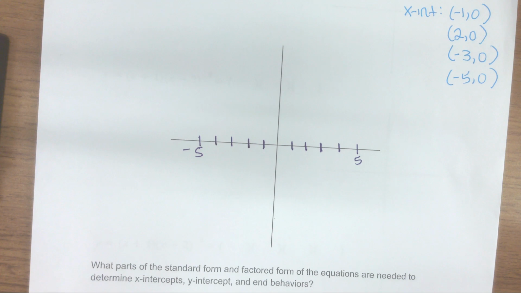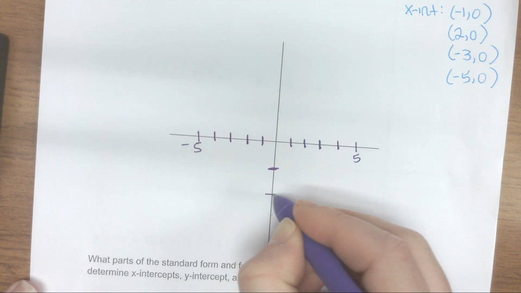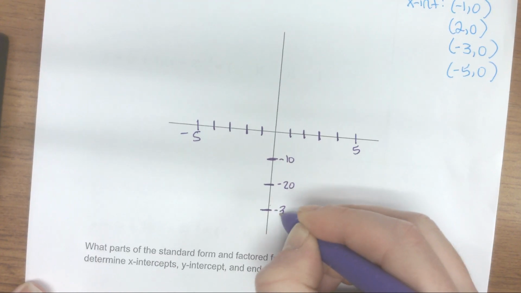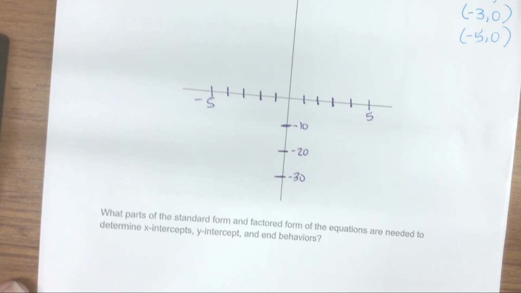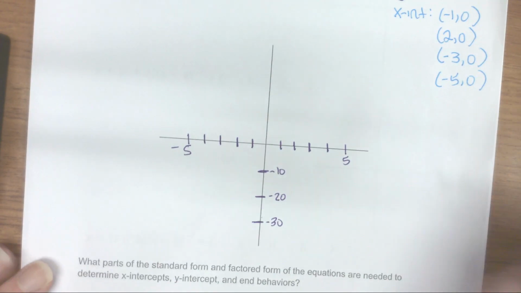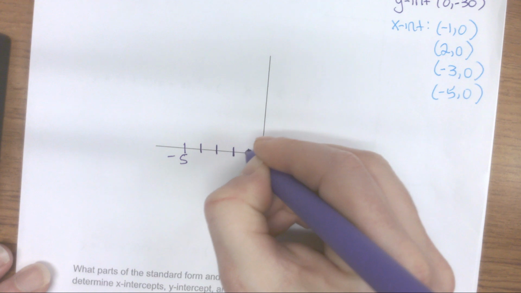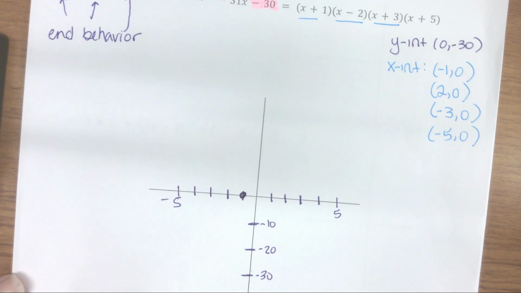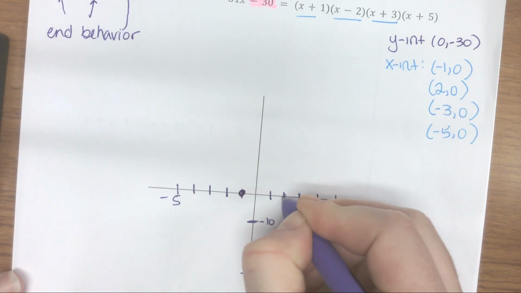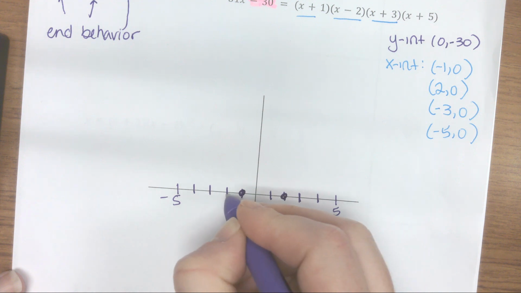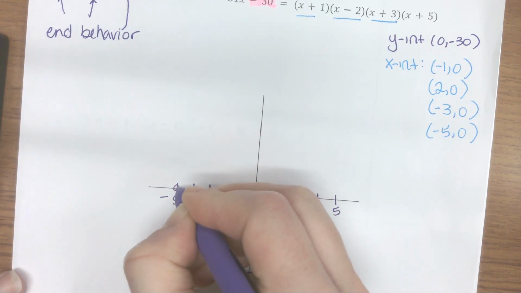So I'm going to just go, now here's the deal, it's a sketch. If you want to just put a little slash mark and make it a -30, that's fine. I'm going to just make this negative 10, negative 20, and negative 30. Okay, so now I'm going to put some dots on my graph of points I know it goes through. Would you put a point at negative 1, 0, please? And then we're going to put one at 2, 0. And then we're going to put one at negative 3, 0. And negative 5, 0. Okay.